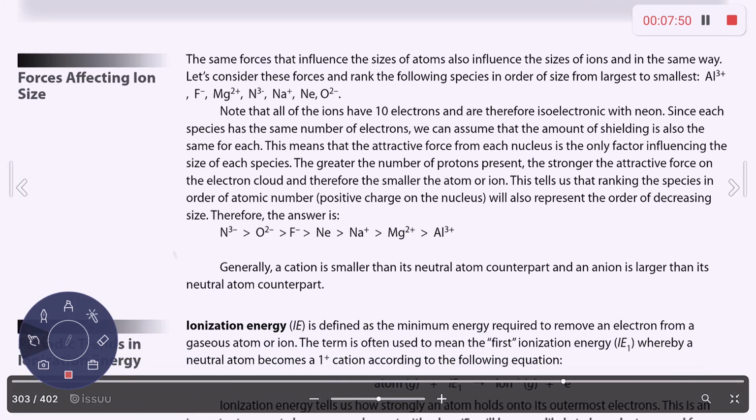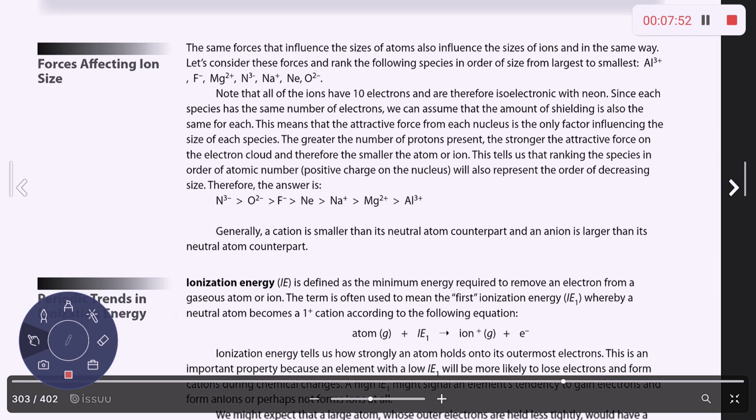Okay, now, in addition to what we just talked about in terms of the trend for atomic radius, if you are looking at ions, you need to consider how many protons and electrons are present. So here they've given us a list of ions from an aluminum ion over to an oxygen ion, and some of them are neutral, like neon is neutral, and they want us to rank them in order of size, from largest to smallest. So what this means is look at the subatomic particles.